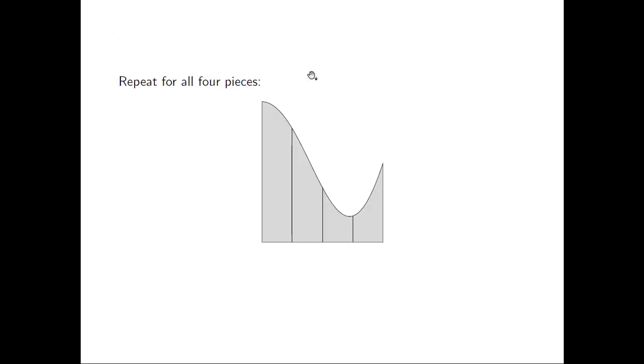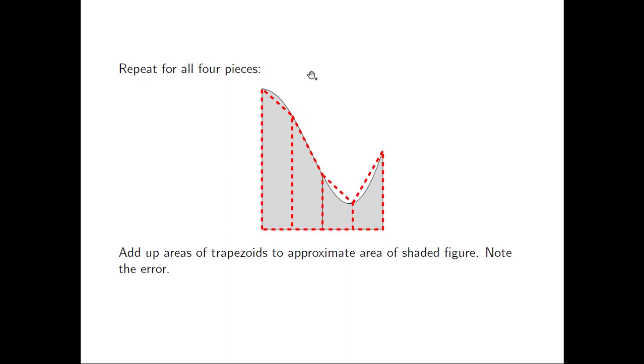Okay, going back to our problem, here is the figure divided into the 4 pieces. And here we have approximated each piece with a trapezoid. Adding up the areas of these trapezoids gives us an approximation of the area of the original figure. Now note there is some error. The first trapezoid here does not fully capture all of the area of the first piece, whereas these two trapezoids capture too much area.